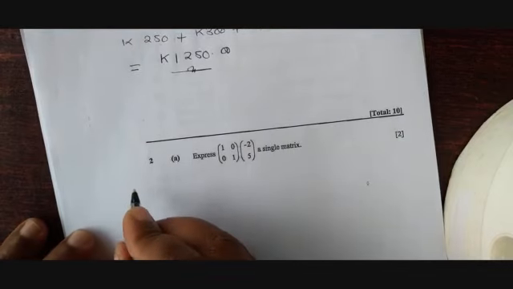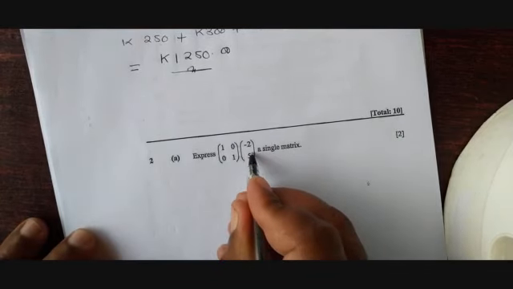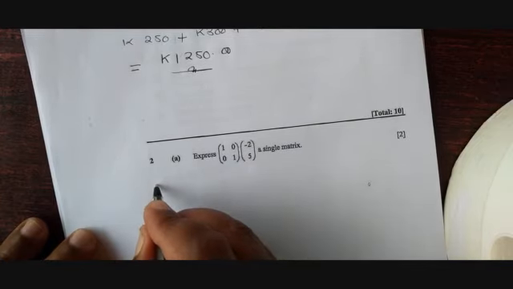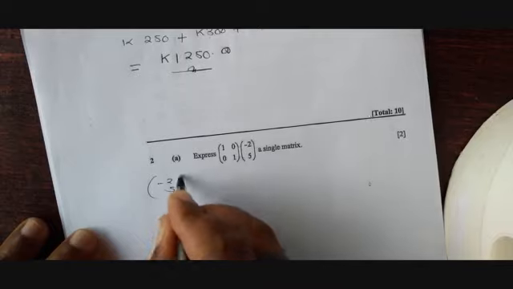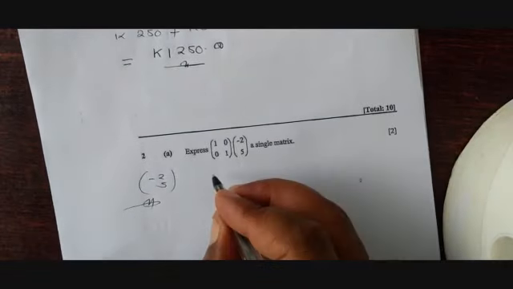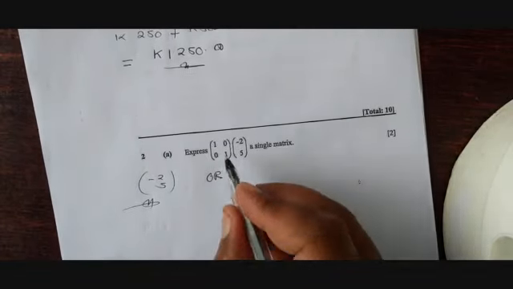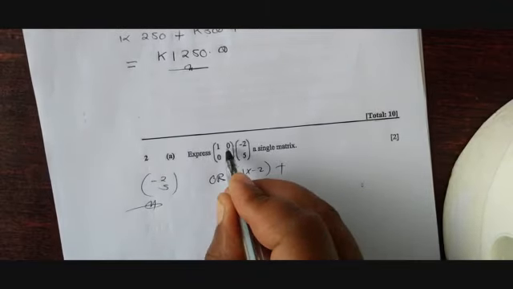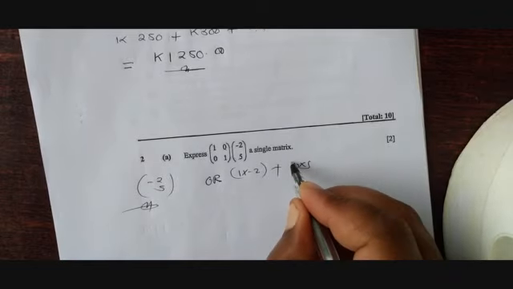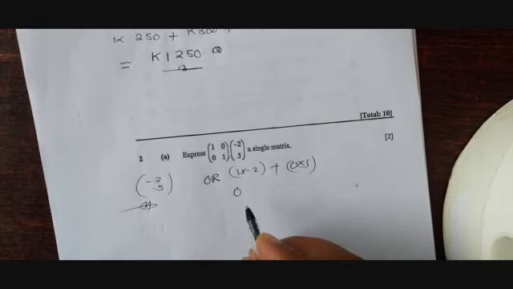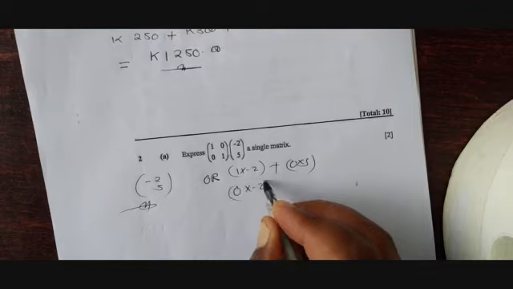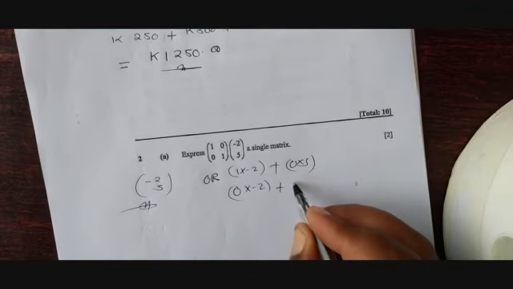Question 2. Multiply this by that. You know that this is an identity matrix. When I multiply this by that, the answer is the same one, 2, 5. This is your answer. Or if you are not sure, then you can multiply. You can say this times that: 1 times negative 2 plus 0 times 5, then 0 times negative 2 plus 1 times 5.